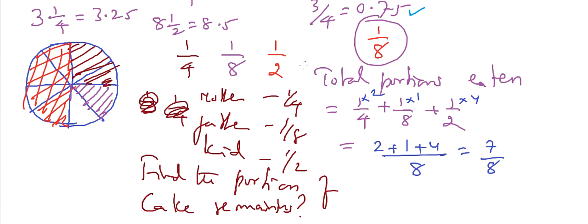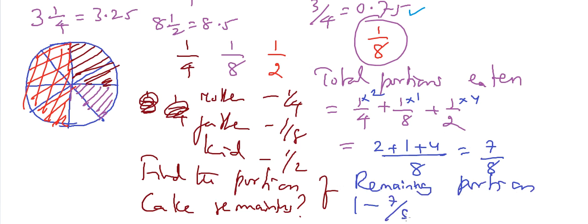So what is the remaining? You subtract from 1. So one full entire portion is 1. These are all fractions. So the remaining portion is 1 minus 7 by 8. LCM is 8, so 1 means 1 by 1. You divide 8 by 1, you get 8. So 8 minus 7 equal to 1 by 8. Correct. See, same. So this is the answer.